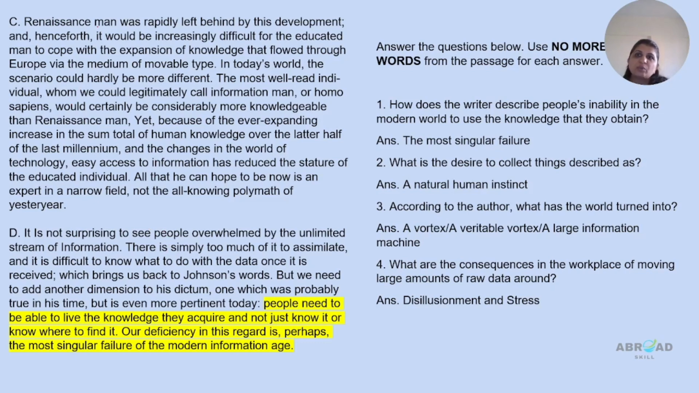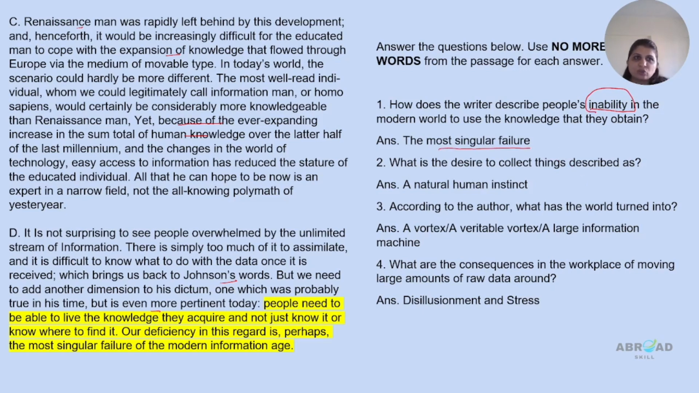Paragraph C is talking about the Renaissance man and how the expansion of knowledge had occurred, right? And yet because of the ever expanding increase of human knowledge, it is not surprising to see people overwhelmed by the unlimited stream of information. And then there are Johnson's words, but we need to add some dimension to the dictum. People need to be able to live the knowledge they acquire and not just know it or know where to find it. Our deficiency in this regard is perhaps the most singular failure of the modern information age. Right? So where are we lacking? That is our inability as a human being. What is our inability in the modern world? That is considered to be the most singular failure. Right?